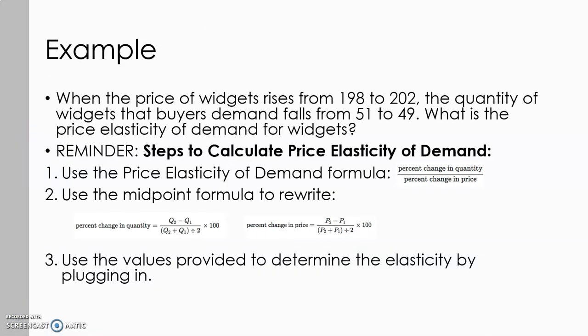Let's do an example. The information we're given here is that the price of widgets rises from 198 to 202. That means our P1 is going to be 198, our P2 is going to be 202. The quantity of widgets that buyers demand falls from 51 to 49, so our Q1 is going to be 51 and our Q2 is going to be 49. We want the price elasticity of demand for widgets.